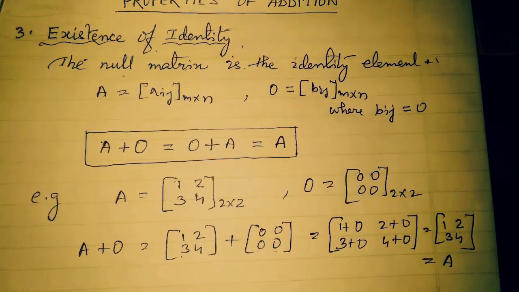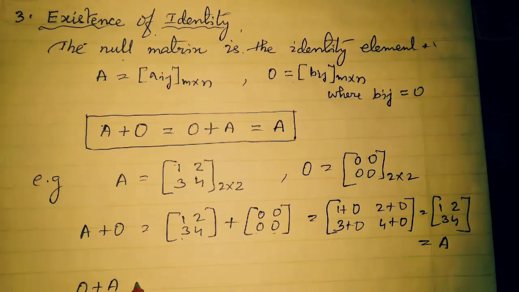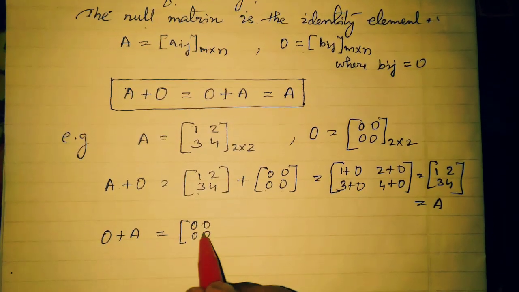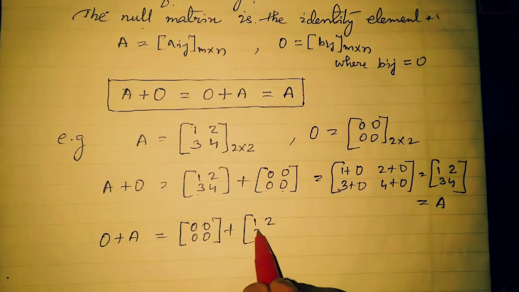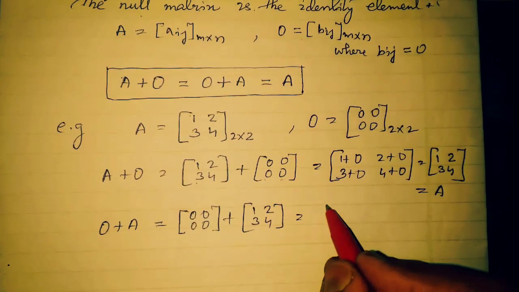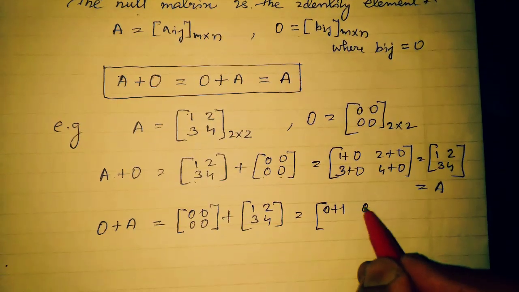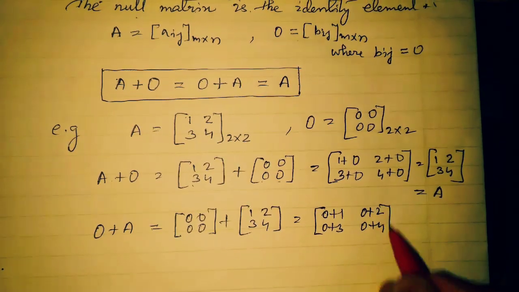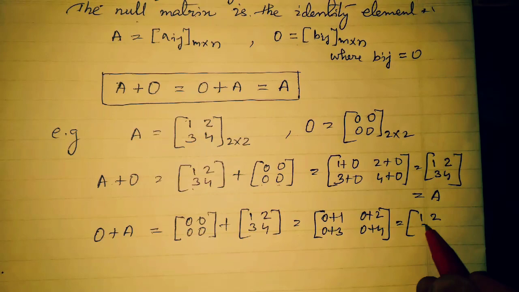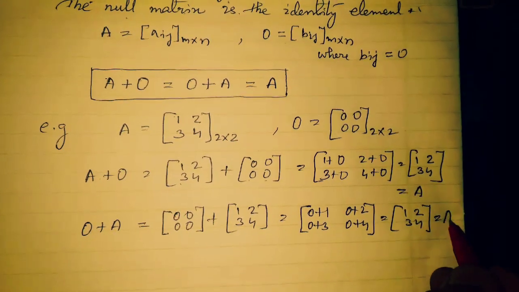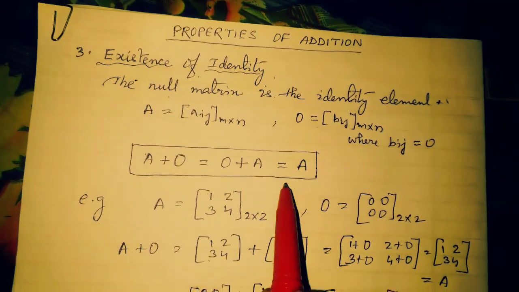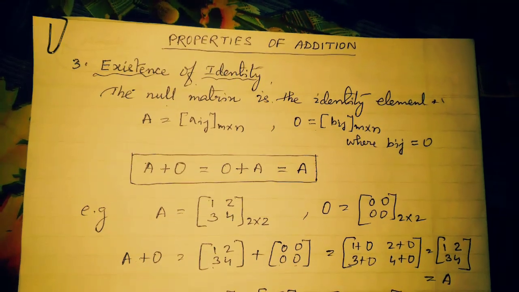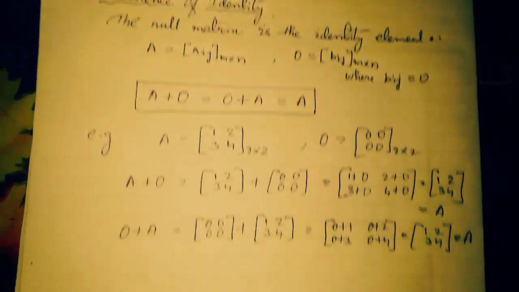Similarly, if we add the null matrix with the given matrix, we get 0, 0, 0, 0 added with 1, 2, 3, 4, so 0 plus 1, 0 plus 2, 0 plus 3 and 0 plus 4. Again it is the same thing, 1, 2, 3, 4, which equals A. So that is verified over here. So the null matrix is the identity element for addition only. Clear, student?